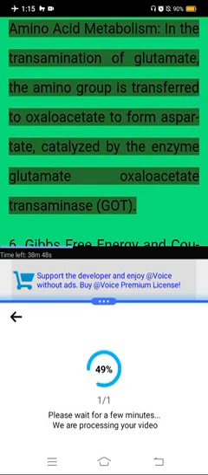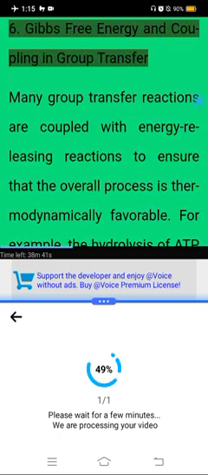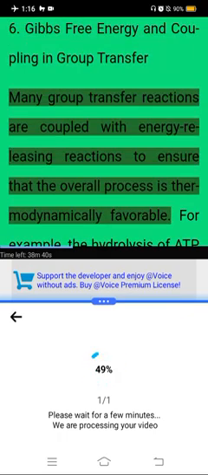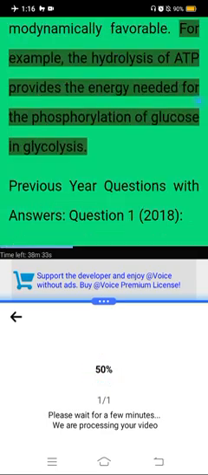Amino acid metabolism. In the transamination of glutamate, the amino group is transferred to oxaloacetate to form aspartate, catalyzed by the enzyme glutamate oxaloacetate transaminase, GOT. 6. Free energy and coupling in group transfer. Many group transfer reactions are coupled with energy-releasing reactions to ensure that the overall process is thermodynamically favorable. For example, the hydrolysis of ATP provides the energy needed for the phosphorylation of glucose in glycolysis.